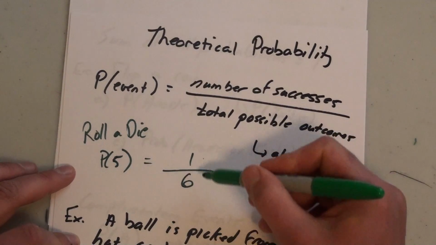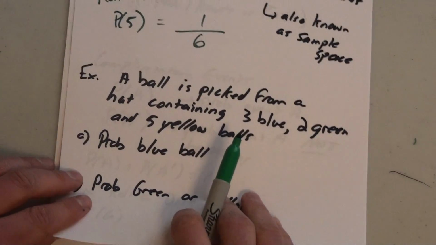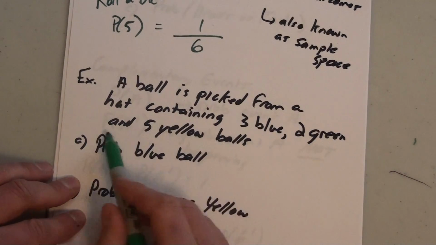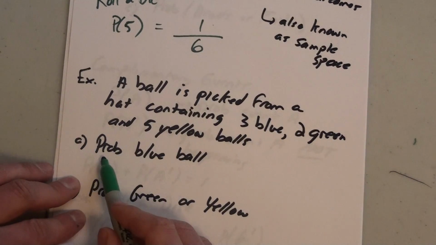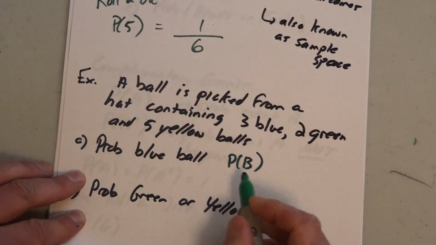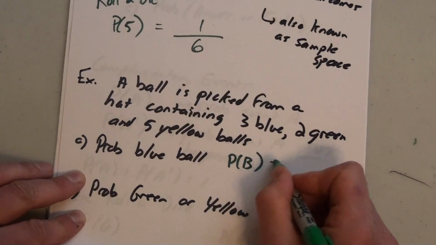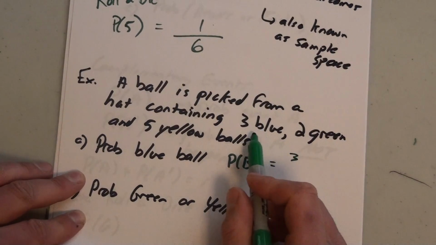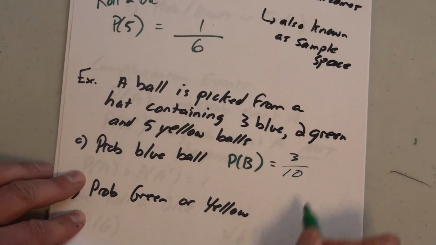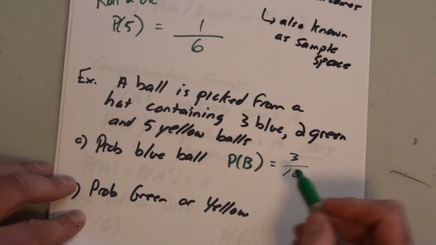So it's the number of successes divided by the total outcomes. Say a ball is picked from a hat that contains 3 blue balls, 2 green, and 5 yellow balls. What's the probability of getting a blue ball? P for probability, B is going to represent blue, the probability of getting a blue. Now there are 3 blue balls out of, and if I count out the total number of balls there's 10. So the probability of getting a blue is 3 out of 10.